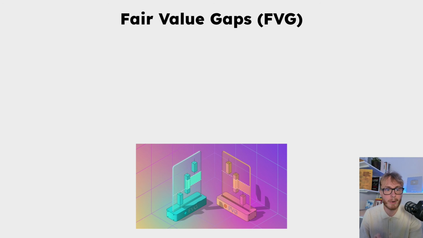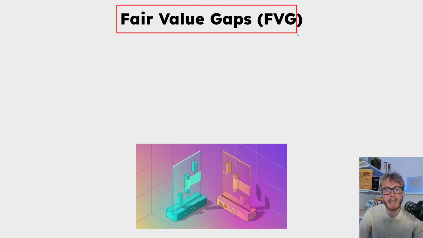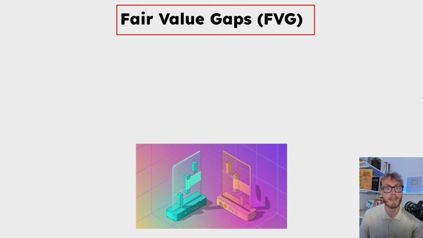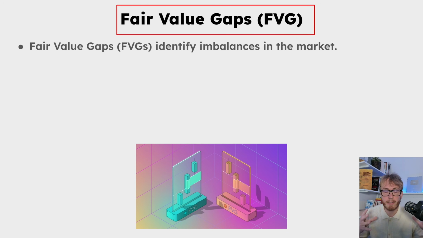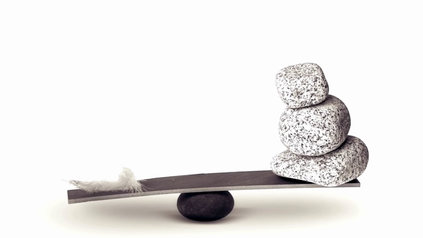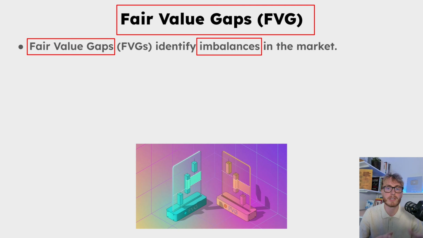Alright guys, so now it's finally time to take a look at fair value gaps, or for short, FVG. And what is a fair value gap? Well, fair value gaps, or FVGs, identify imbalances in the market. So this is pretty similar to supply and demand. Remember, the supply and demand area is an area where we have an imbalance between supply and demand. And in simple terms, this is also true for fair value gaps, but how we identify the fair value gap is very different from supply and demand, so make sure to really pay attention.